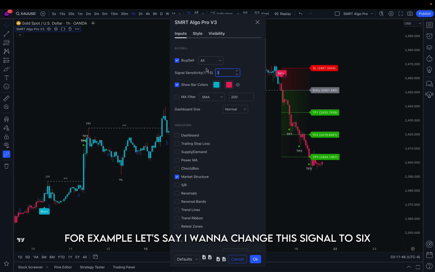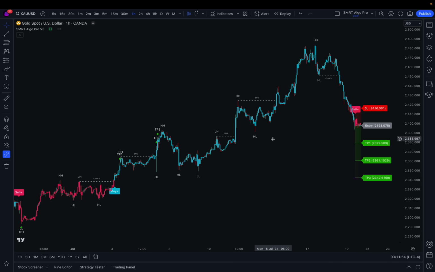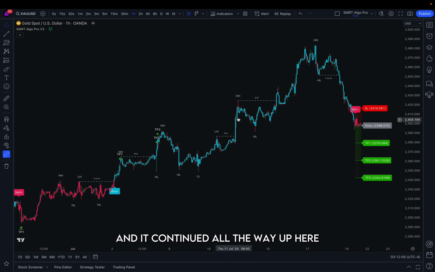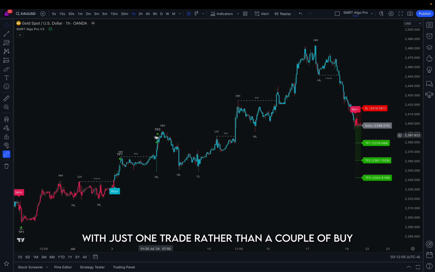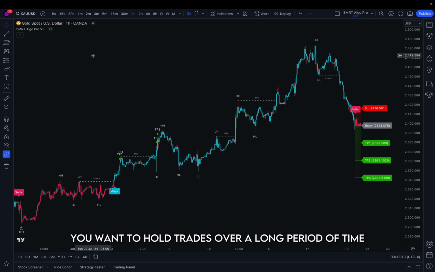For example, let's say I want to change this signal to 6, and I zoom out. You can see that we started our buy trade here, and it continued all the way up here with just one trade, rather than a couple of buy-sell signals. Now, this can be very useful for those who are interested in swing trading. For example, if you want to hold trades over a longer period of time and capitalize on bigger moves, then a higher sensitivity value would be more suitable for you.